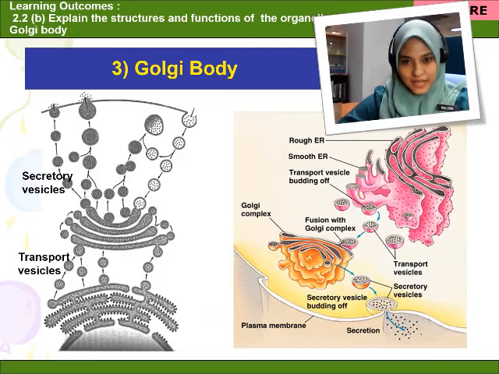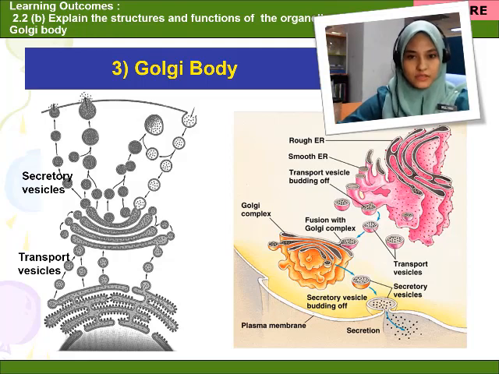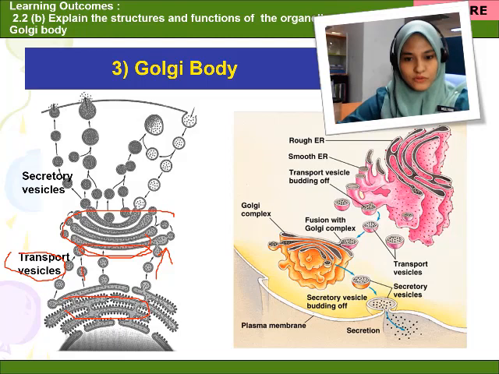For this slide, I am going to explain the mechanism that occurs in the Golgi body. It starts with the endoplasmic reticulum, ER, where it pinches off, as you can see here. So this is the endoplasmic reticulum. It will pinch off to form a transport vesicle, which moves towards the Golgi body and fuses with the cis phase of the Golgi body. Remember, the cis phase is the one that is facing the nucleus.